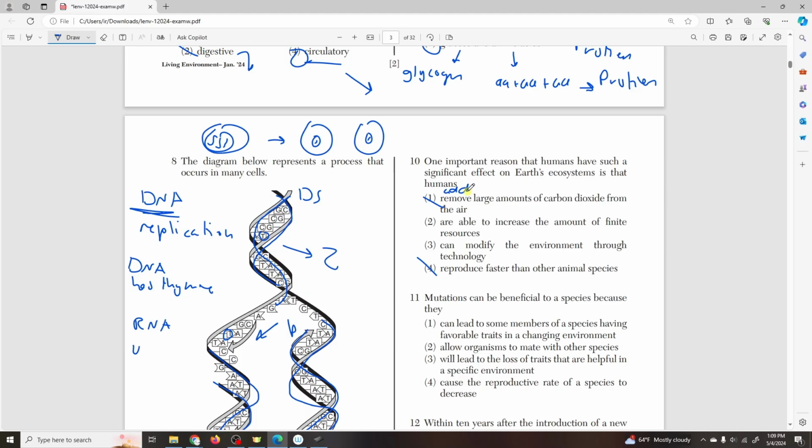We are not able to increase the amount of finite resources. For example, oil is a finite resource. We can't make more oil unless we all die and then 1 million years passes and we form oil ourselves, right?